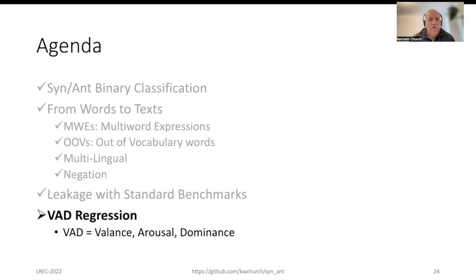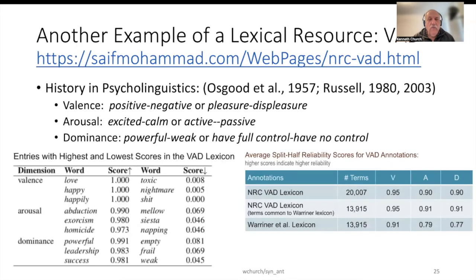Now, let's talk about VAD regression. So this is another resource, the VAD set, and I point you to this URL. It's a really great resource. VAD has got a lot of history in psycholinguistics going back to the 50s. The VAD stands for valence, arousal, and dominance. There are 3 different dimensions.